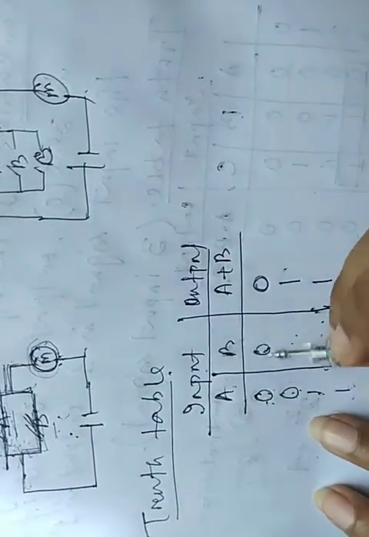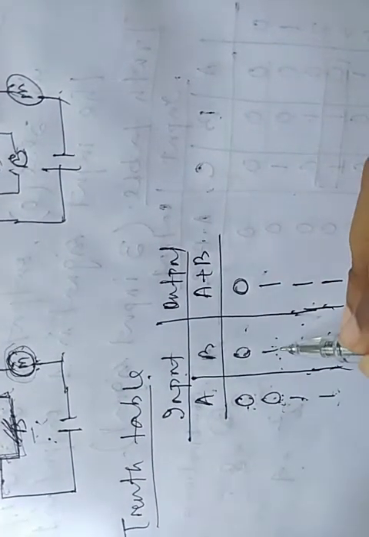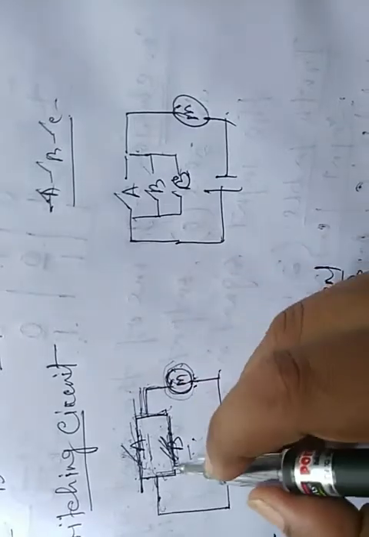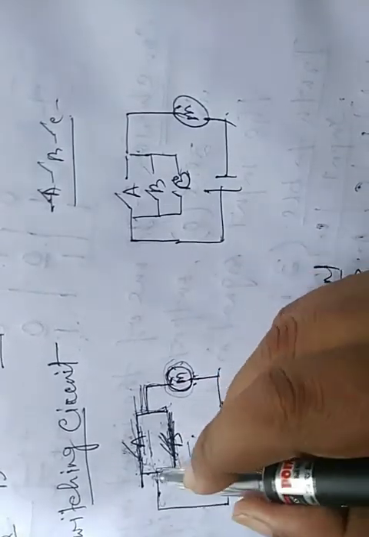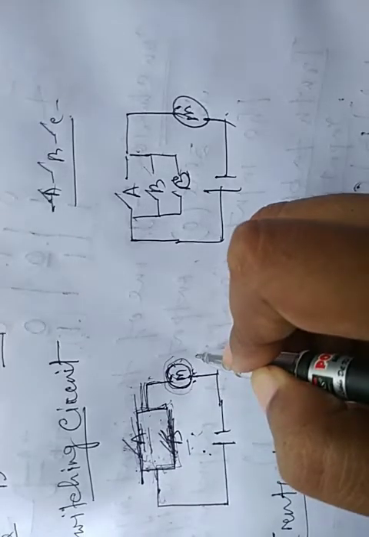So in OR operation, we can see that if any one of the switches is closed, then the circuit will be a connected circuit and the bulb glows and we get the output.